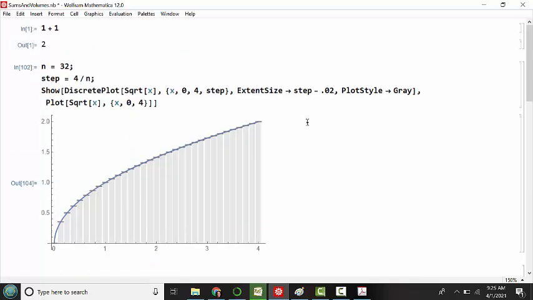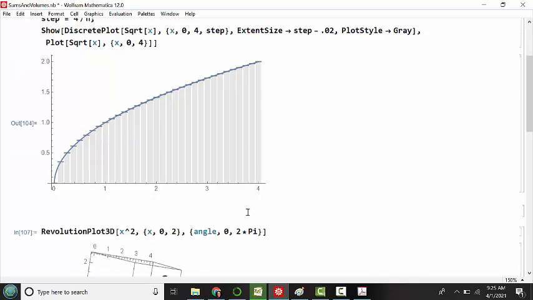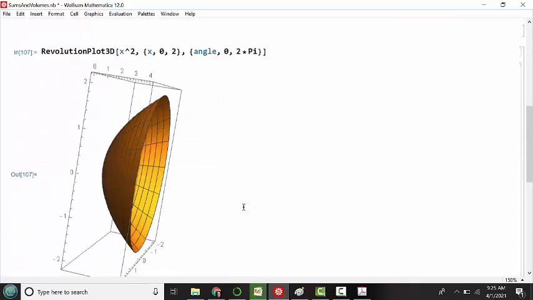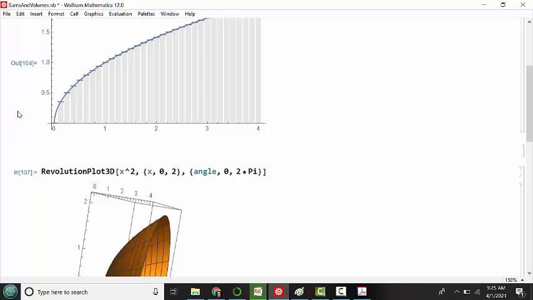So the goal in our volumes of revolution section will be to take a curve that's defined in the plane, something like the square root of x, and to imagine that we've then rotated that entire curve all the way around some sort of axis of revolution. In this example that I've been considering, I've been rotating around the x-axis right here.